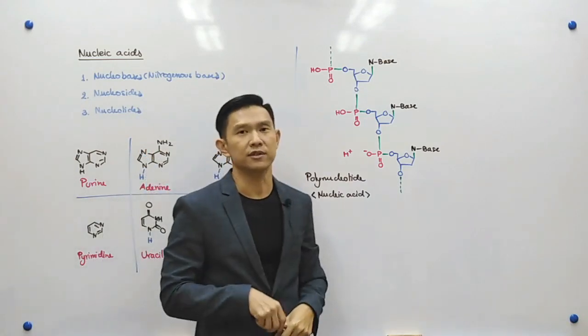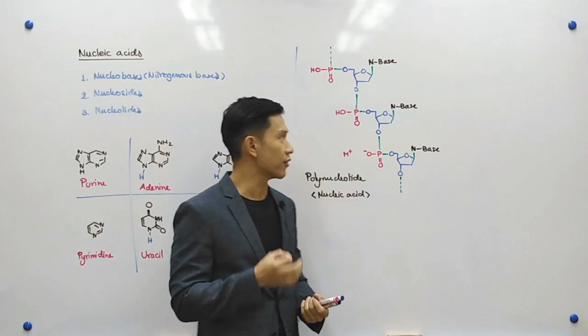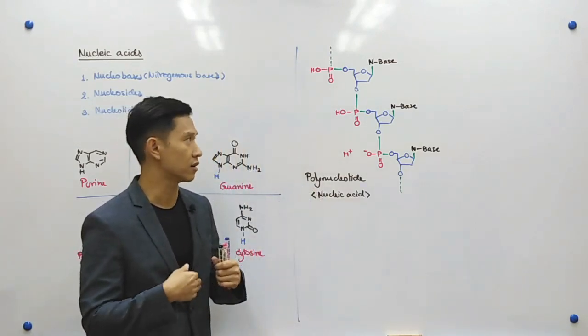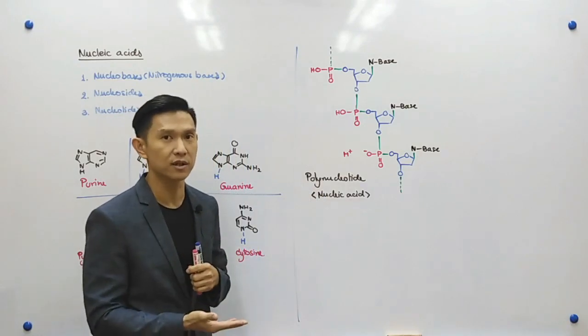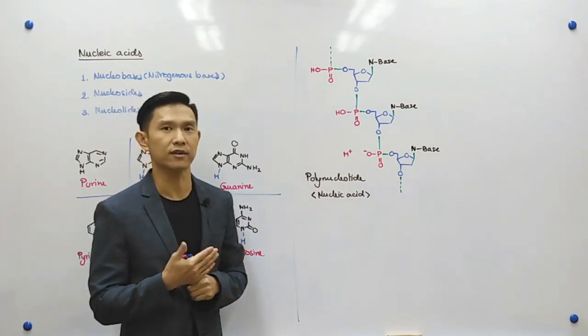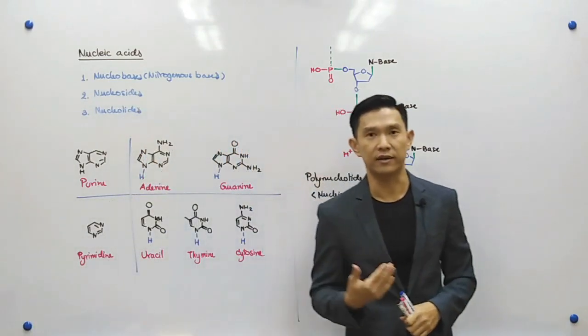Both polynucleotide types, DNA and RNA, have a very unique character of intermolecular interaction, which is the hydrogen bonding. So next we're going to look at the hydrogen bonding system in our DNA and RNA.